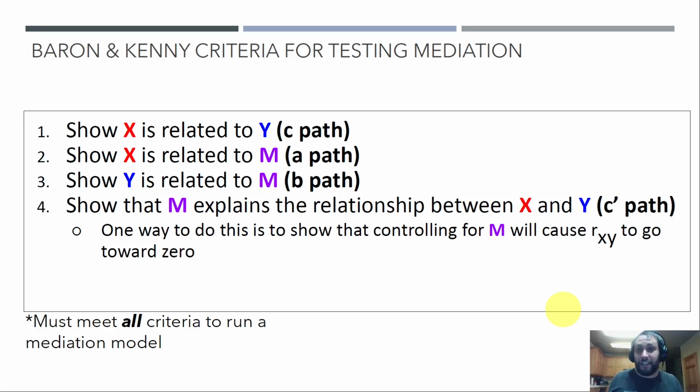So speaking of the Baron and Kenny criteria, here it is. It's essentially this set of criteria that Baron and Kenny came up with to determine if it's plausible to even run a mediation model. There are four different things that you need to meet in order to run a mediation model. You need to first determine that x is related to y. Then you need to show that x is related to m, which is your A path. Then you need to show that y is related to m, which is your B path. And lastly, you need to show that m explains the relationship between x and y, which is your C prime path. You must meet all of these criteria in order to run a mediation model.